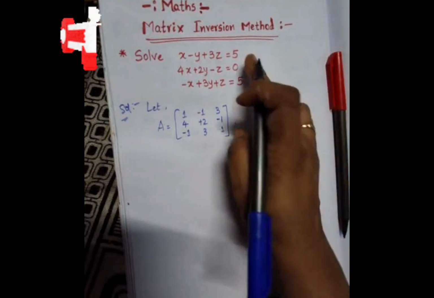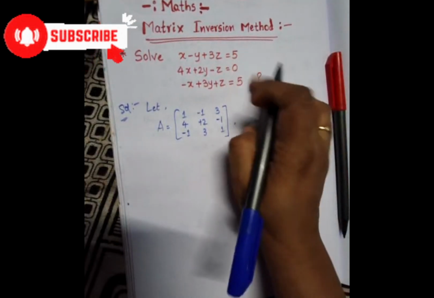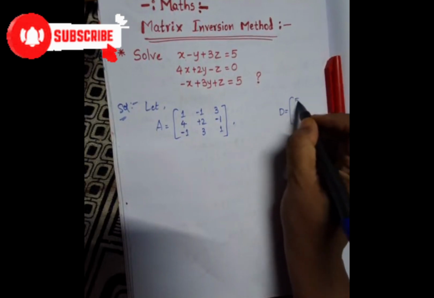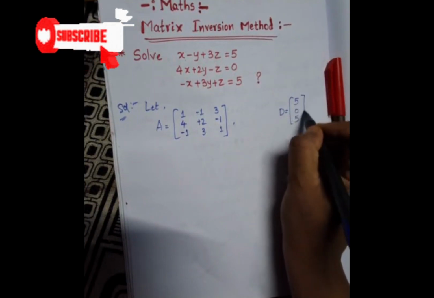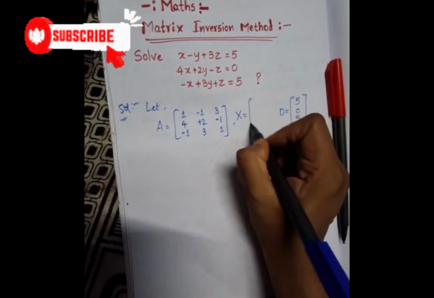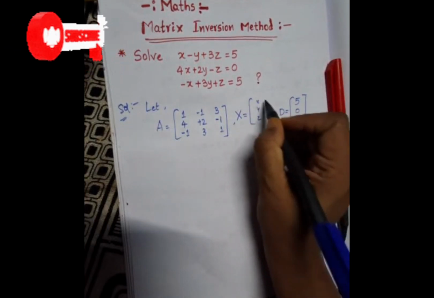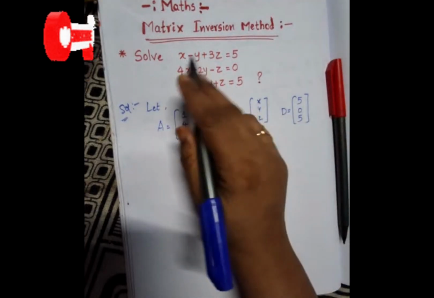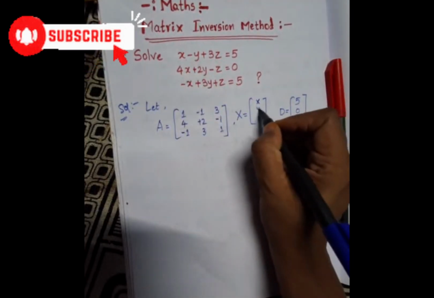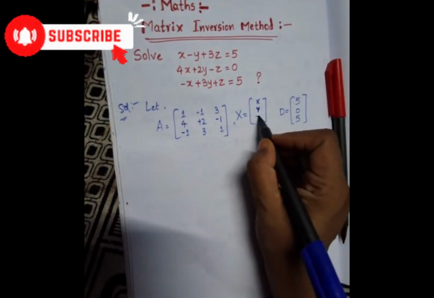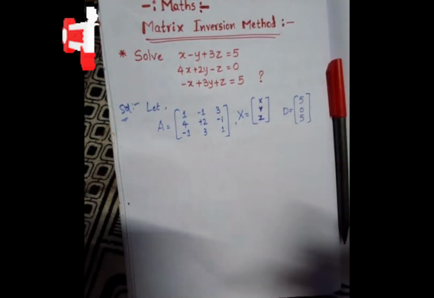Now the constant values we have to take as D: 5, 0 and 5 as a column. And what we have to find is X, that is x y z. By solving, we have to find the values of x y z. This is given in the question.